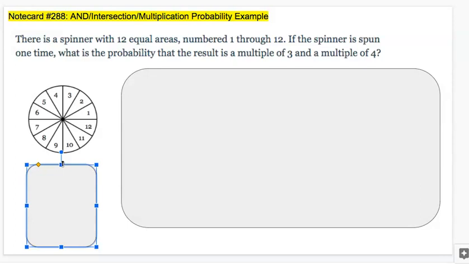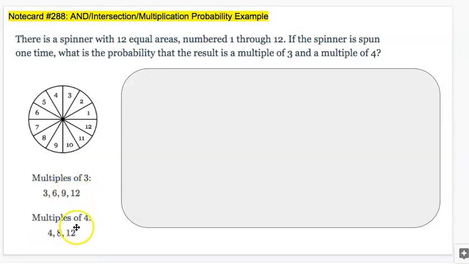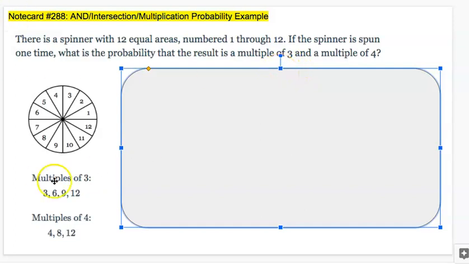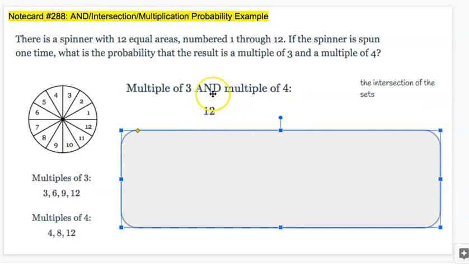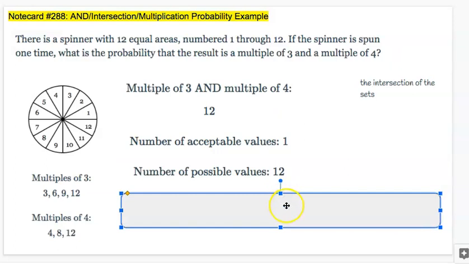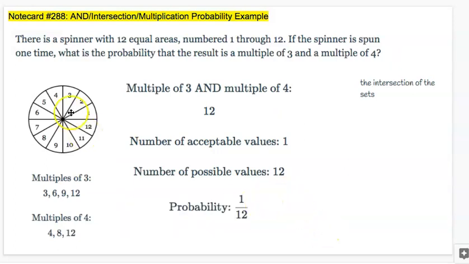What is the probability of the result of a multiple of 3 and a multiple of 4? So we need to find the multiples of 3 and the multiples of 4. And then this is an and problem. So we have to look what's common in both. So what number or numbers are common in both of these sets? That's the intersection of the sets. And we've got to find that intersection, and it is just 12. There's only one time that would happen out of all of 12. So your solution is 1/12.